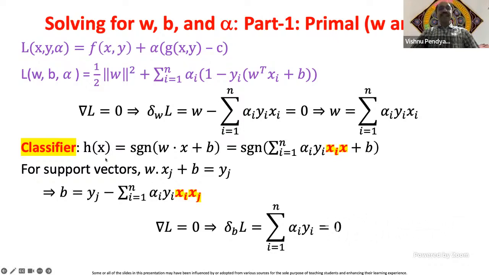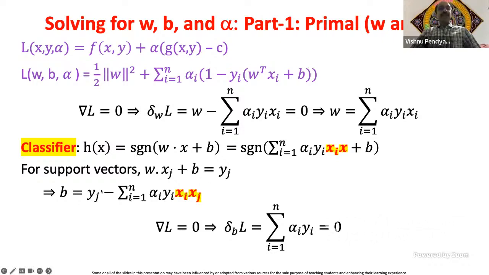And the classifier itself is basically the sign of w transpose x plus b, which is equal to the sign of, you just replace w with this term, and you get all that stuff with x multiplied with x plus b. Now, how do you find b? Remember, b is also a variable. Even if we take the derivative with respect to b, it will be difficult to find b, right? Because b will be eliminated, probably.